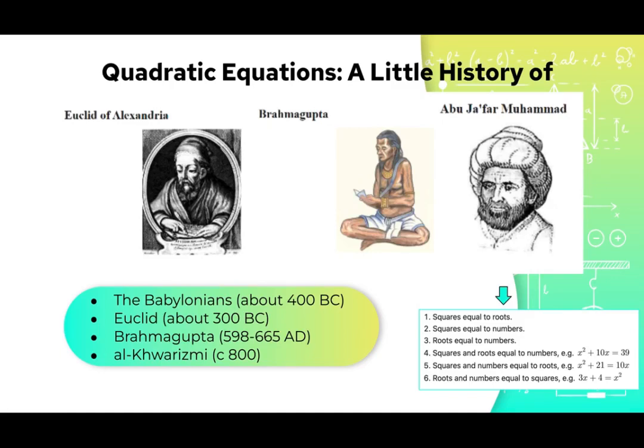He has 6 chapters, each devoted to a different type of equation. Here on the right-hand side, there's a picture on the topic of these 6 chapters. The equations are being made up of 3 different quantities: roots, squares of roots, and numbers.